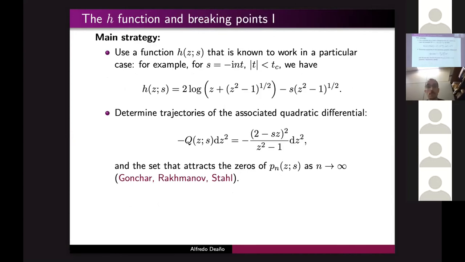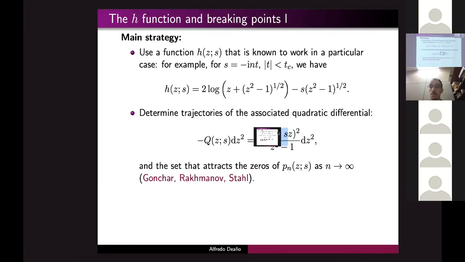Normally what you do in this kind of analysis, you start with some cases where you know what's happening. That's why I pointed out the real case and the purely imaginary case before, because we know what's going on. So for example, on the imaginary axis, you have this H function that corresponds to the one cut case. And then you analyze to understand how the zeros of the orthogonal polynomials behave. In this case, you analyze a quadratic differential, which is very simple. It has just one double zero at two over S, and two poles at plus minus one.